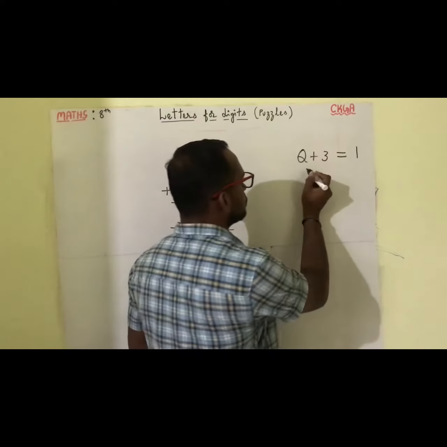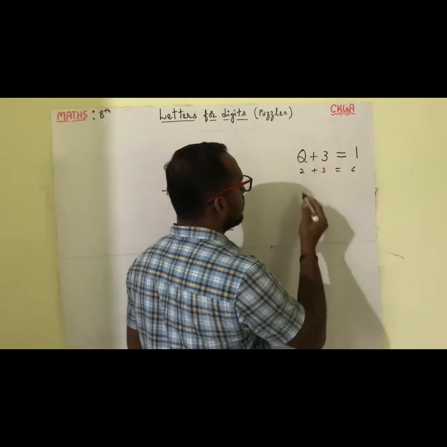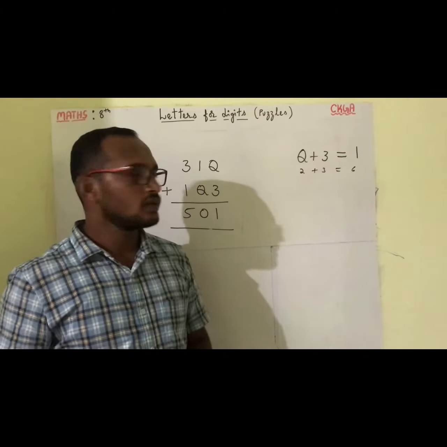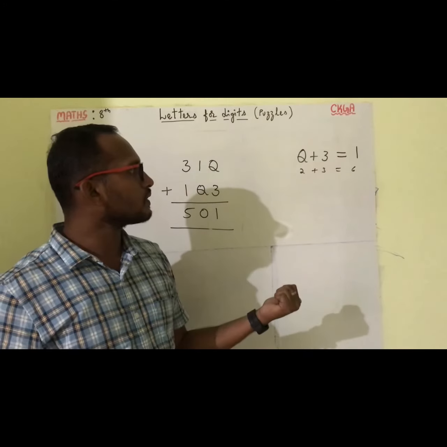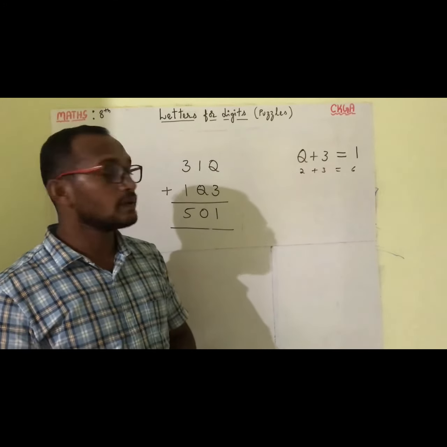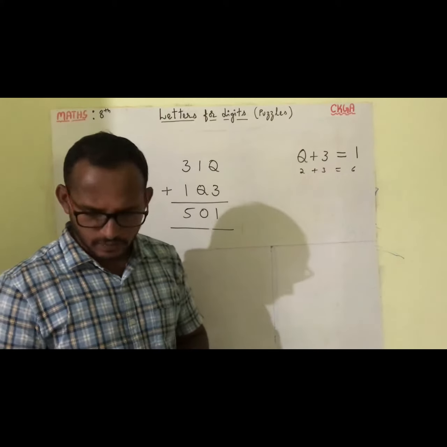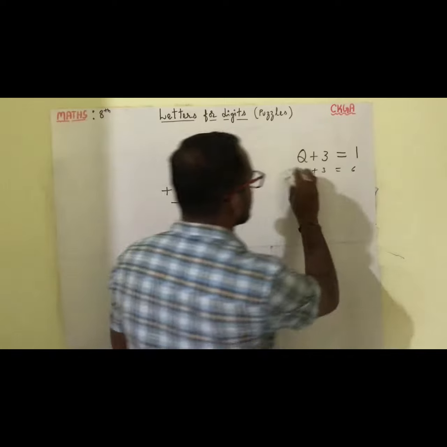What about 2? We take 2 plus 3, that could be 6, not 1. If we keep on counting like this, 3 plus 3, no. 4 plus 3, no. 5 plus 3, no. 6 plus 3, no. 7 plus 3, no. 8 plus 3, there is a possibility. Let's see what is going to happen.